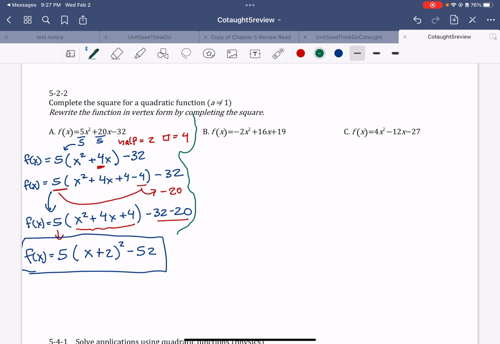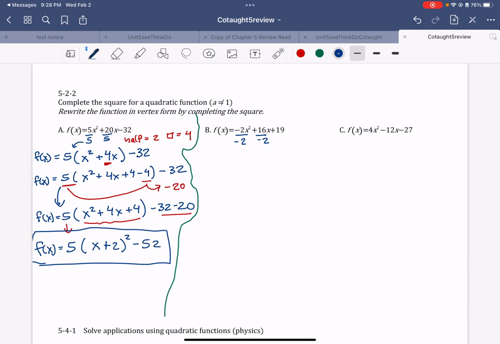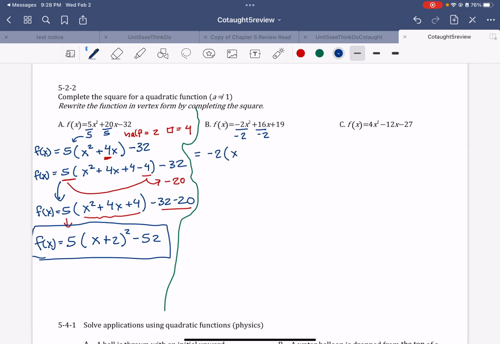Let's divide this space up. See if I can make some room here. Okay. So again, our first step is going to be to factor our a out, which means we're dividing those terms by our a, which in this case is negative 2. I think I'll save some space if I don't write f of x each time, so I'm not going to write f of x each time, but I'll put equals. So the negative 2 doesn't go away. It just comes out front of our parentheses. So negative 2 x squared, 16 divided by 2 is negative 8, and that's my x. And the 19 stays out here.